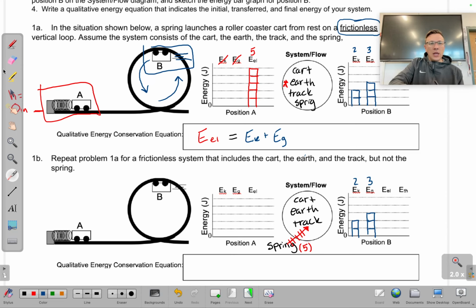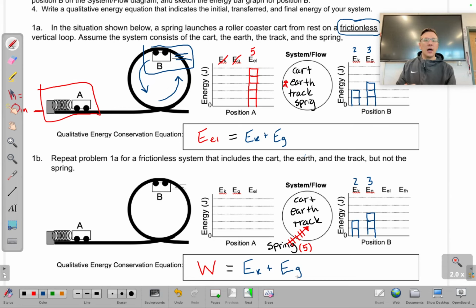Okay, now we go ahead and write our equation. This time we're not going to say elastic energy because that was not part of the system. Instead, we are going to say work. So the spring does work on the cart, and remember, work is equal to change in energy. Well, the change in energy of the cart is the final side here. So the work, in this case done by the spring, is going to be equal to the kinetic energy gain of the cart plus the gravitational potential energy gain of the cart.